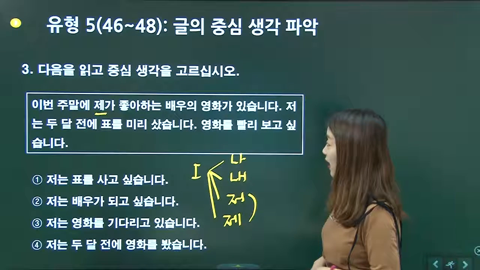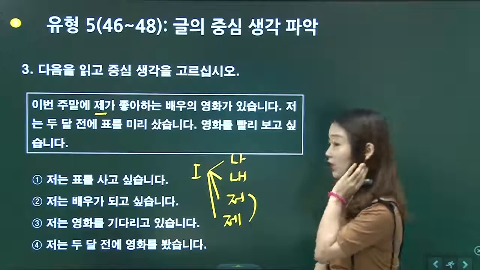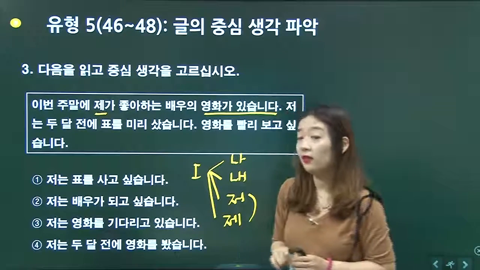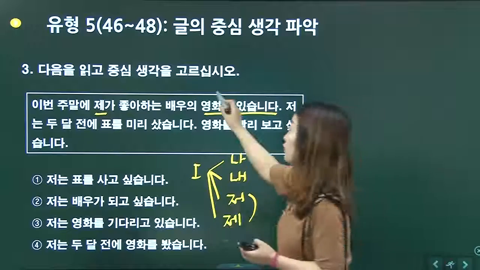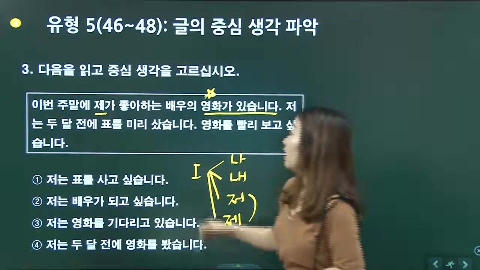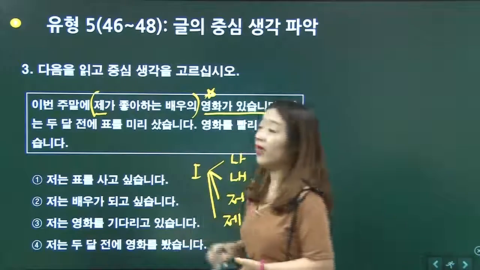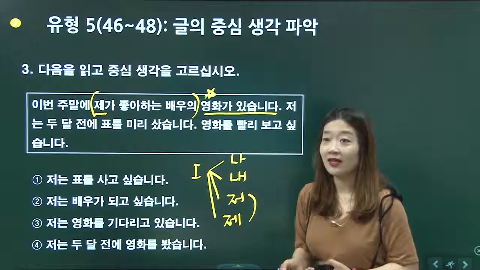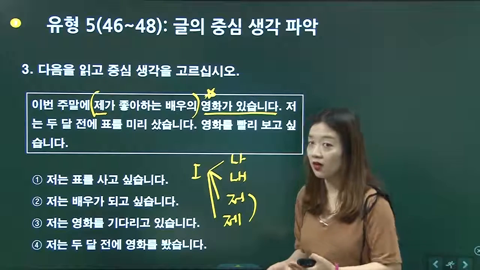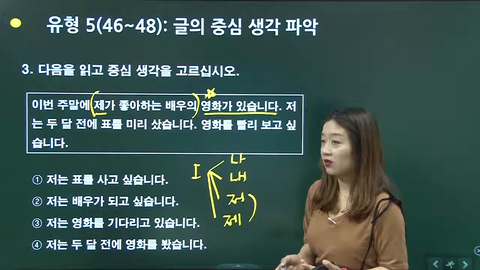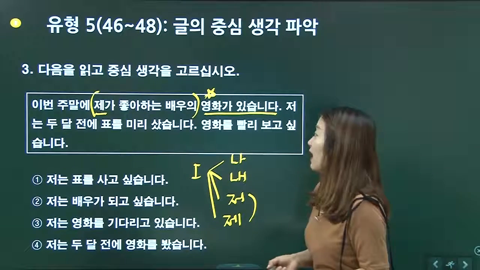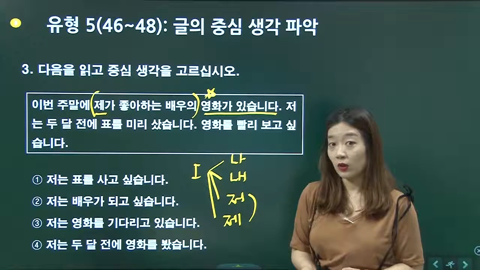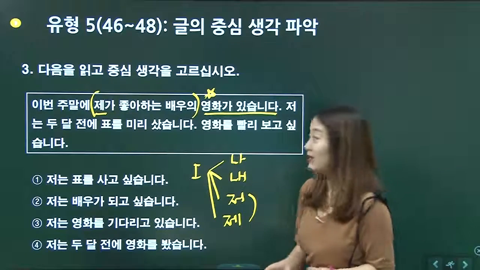So you can find the main verb, 영화가 있습니다, right? It's the main verb, and what kind of movie? You can have the question, right? What kind of movie? 제가 좋아하는 배우의 영화. So one is the movie. I like the actor. My favorite actor would be better. The movie of my favorite actor is showing this weekend, right?